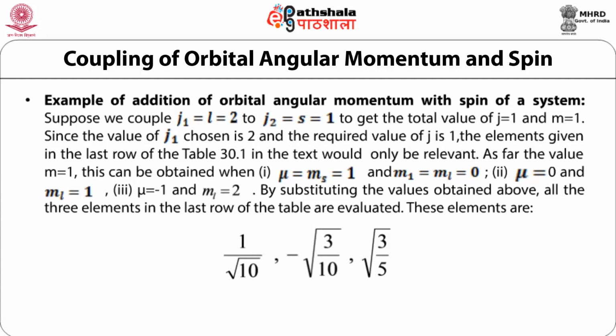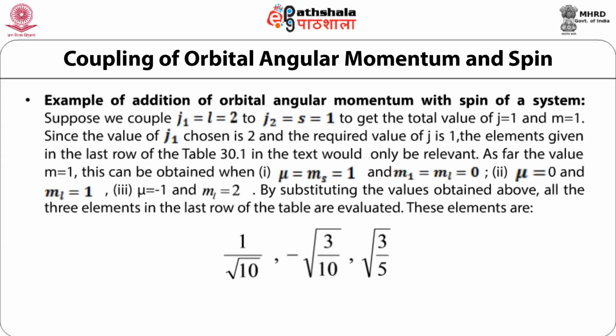Now let us see how we can use the Clebsch-Gordan coefficients to find out the coupling between the orbital angular momentum and the spin angular momentum of a system. And this we shall do by taking some examples. So as a first case, let us suppose that we couple the state J1 equal to L equal to 2 to the state J2 equal to S equal to 1, so that the total value of the angular momentum J is 1 and the total value of the magnetic quantum number M is also 1.